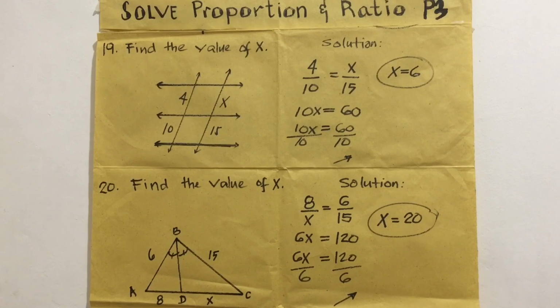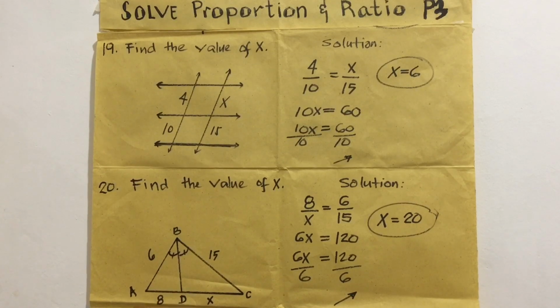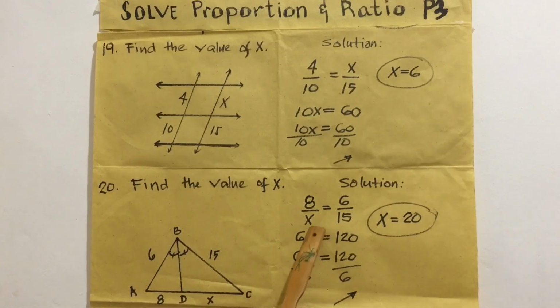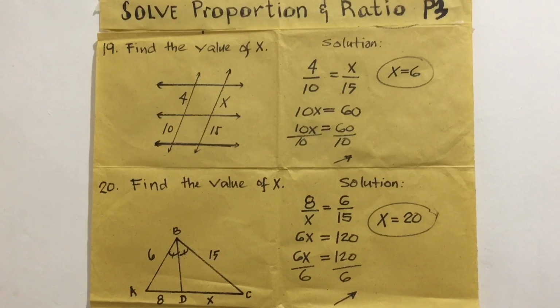How to set up a proportion? Our basis is this angle bisector. So we will start our proportion: 8 divided by x equals 6 divided by 15. That's how to set up a proportion. Then after that, next step is to cross multiply.